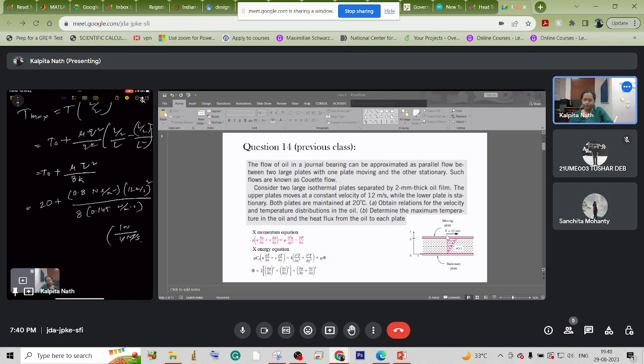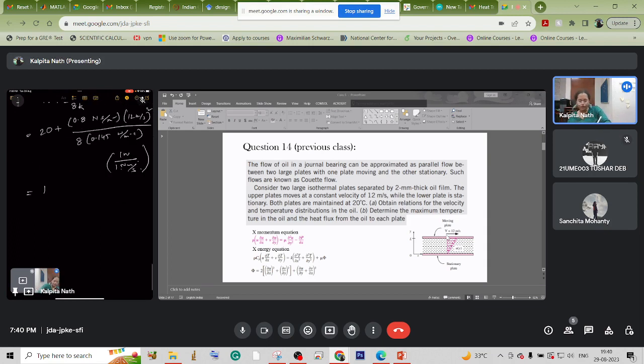Write it clearly. So if we solve this, you will get the value of 119 degrees Celsius. This is the maximum temperature.